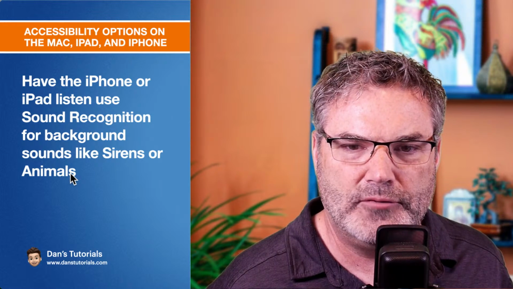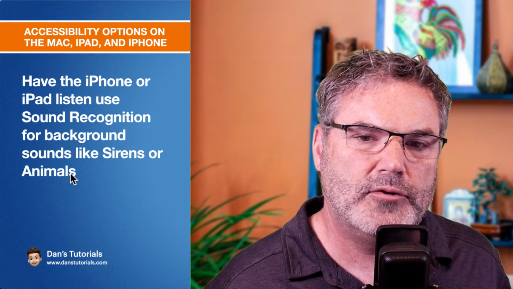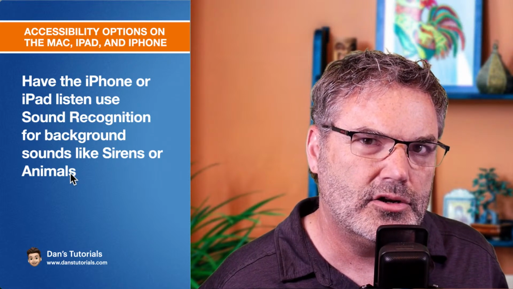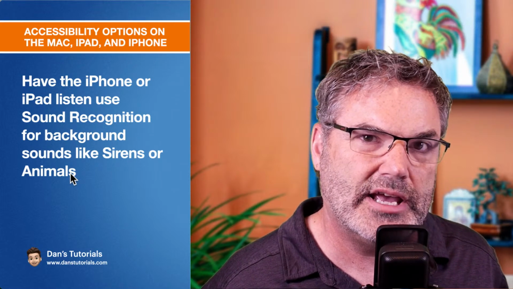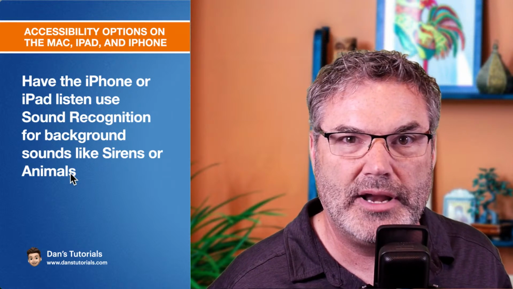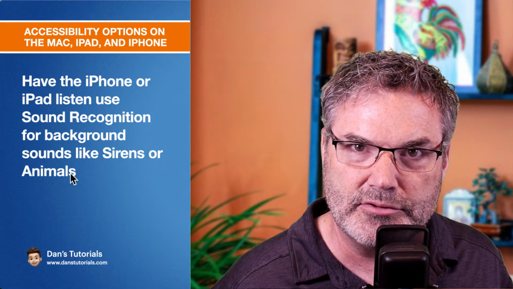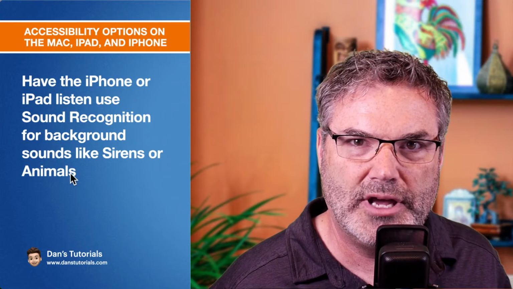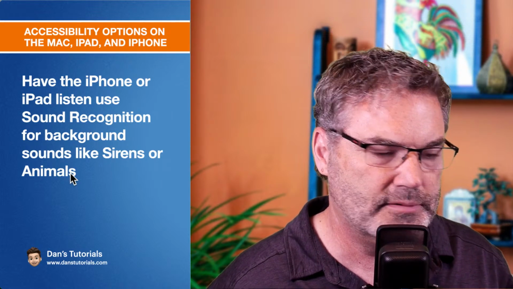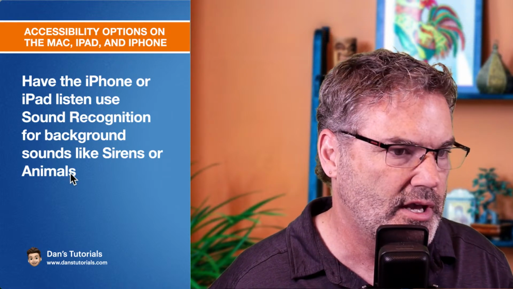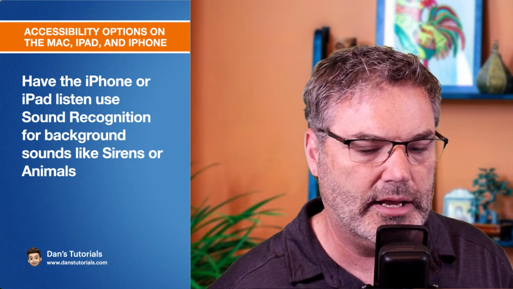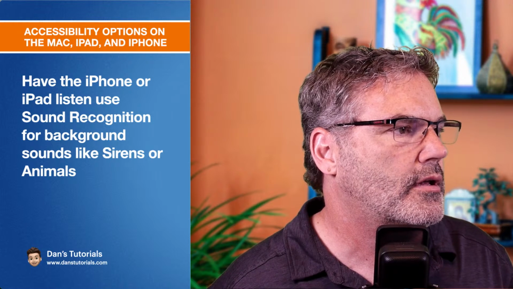All right, our last one here is new in iOS 15. You can have your iPhone or iPad use sound recognition, and then it'll alert you when it hears something, such as a siren, a smoke detector, carbon monoxide, because they all have their distinct sounds. A dog barking, if you have a pet at home, you could have it alert you that it's just hearing these noises.